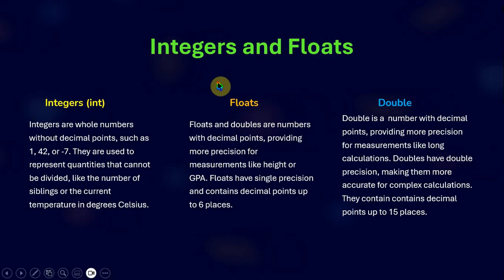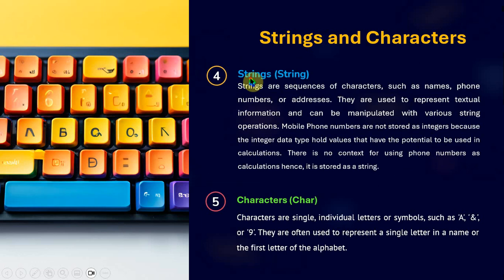Yes. Okay. So let's go on and look at strings. Strings are a sequence of characters such as names, phone numbers, or addresses. We will understand why phone numbers are strings and not numbers. Mobile phone numbers are not stored as integers, because the integer data type holds values that have the potential to be used in calculations. And when we are storing phone numbers, we don't want it in a calculation form. We want people to be able to just pick the number and use it.